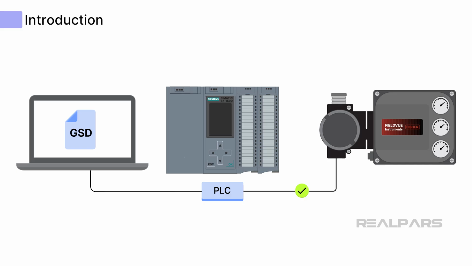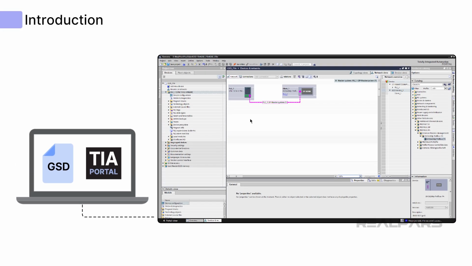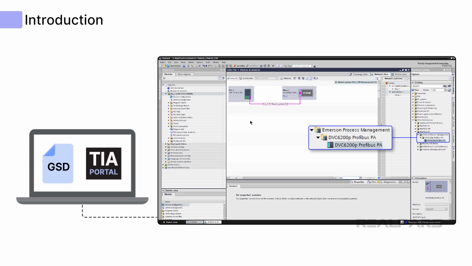In this video, I will describe the use of GSD files for TIA Portal, the configuration software used to program Siemens S7 series PLCs. GSD files are always needed for devices that need to be added to the hardware catalog, allowing these devices to be configured in the TIA Portal software. Now, let's take a closer look at what a GSD file is.